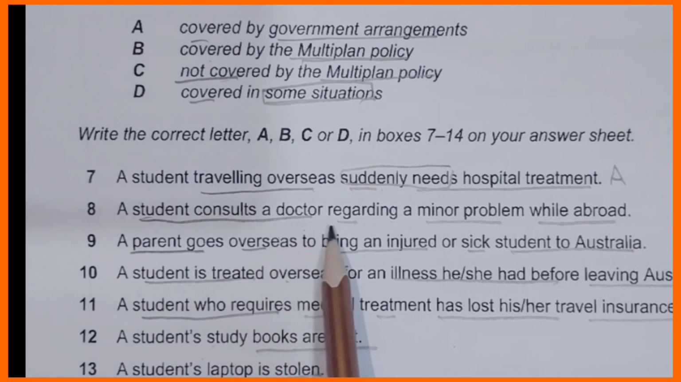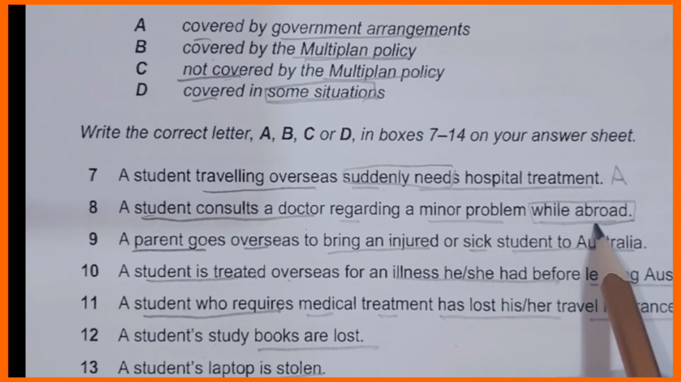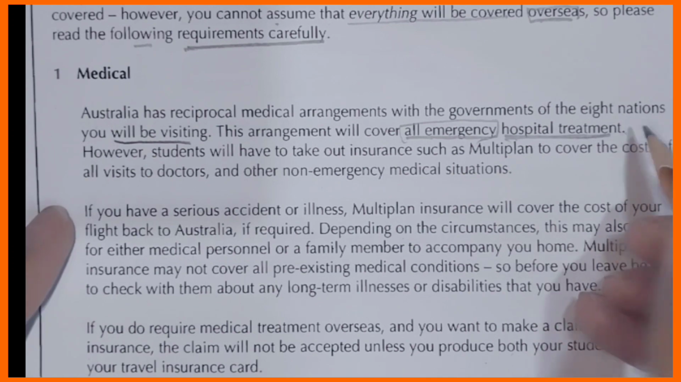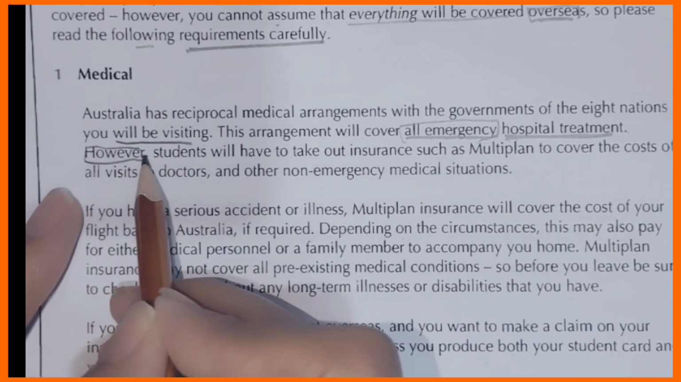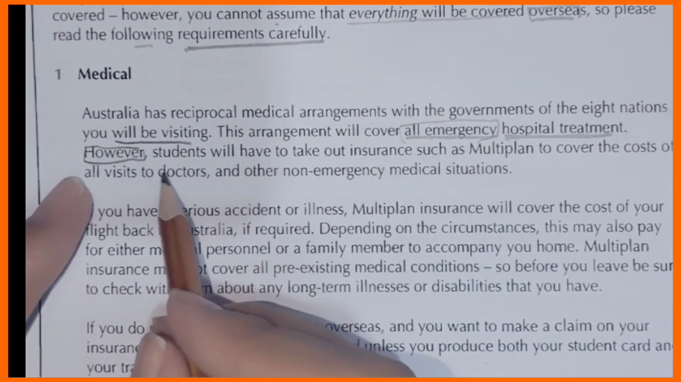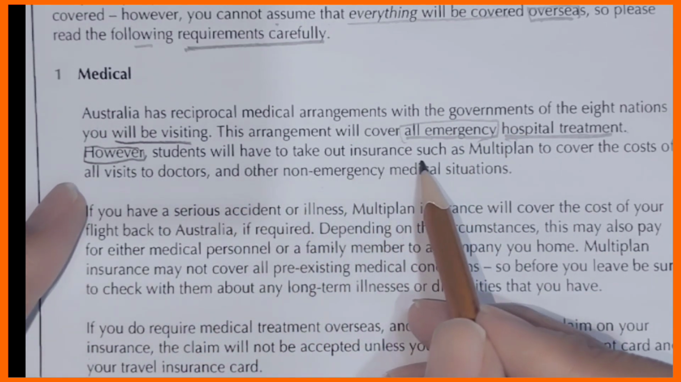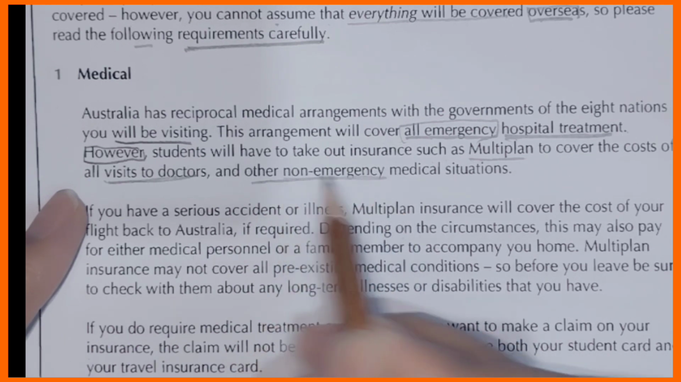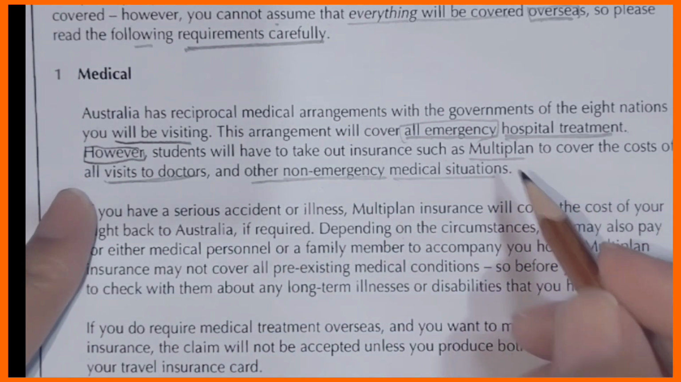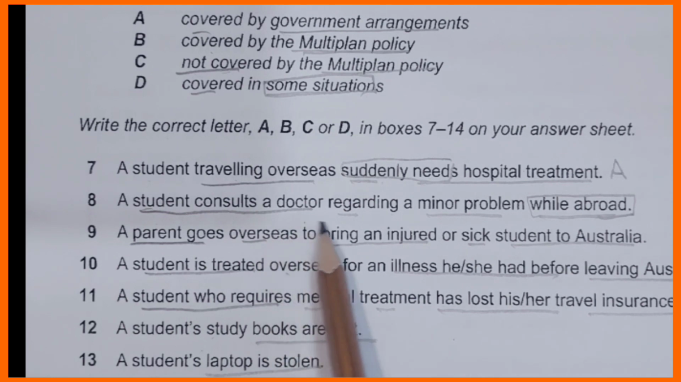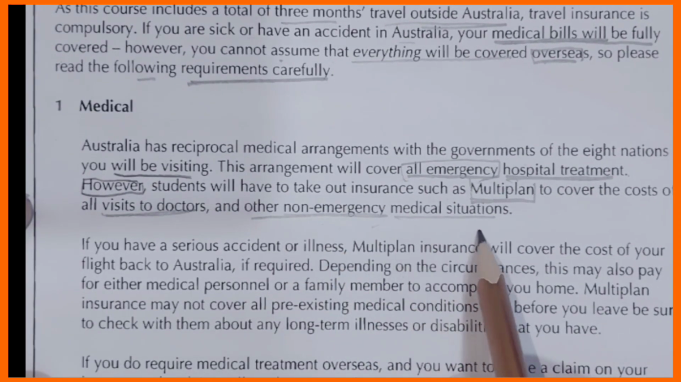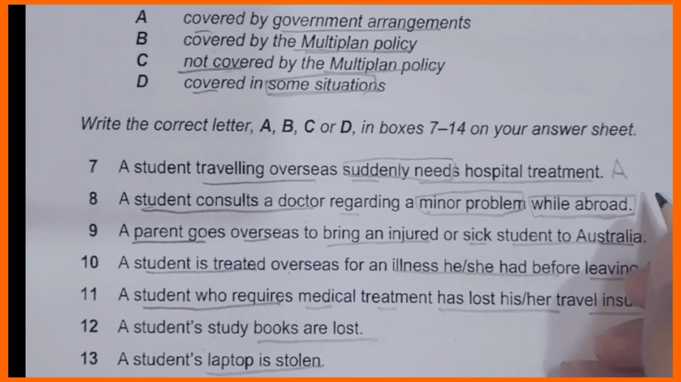A student consults a doctor regarding a minor problem while abroad. While abroad, when you are consulting a doctor. So you will go here. So always go toward next from your previous answer. However, students. However always means that there is something opposite to the previous statement. However, students will have to take out insurance such as multi-plan to cover the cost of all visits to doctors and other non-emergency medical situations. If there is no medical arrangement, then students have to take the multi-plan. So what was the answer? Covered by the multi-plan policy, a student consults a doctor regarding a minor problem. So minor problem means, you can see here, non-emergency medical situation. So this is the answer. So our answer will be B.